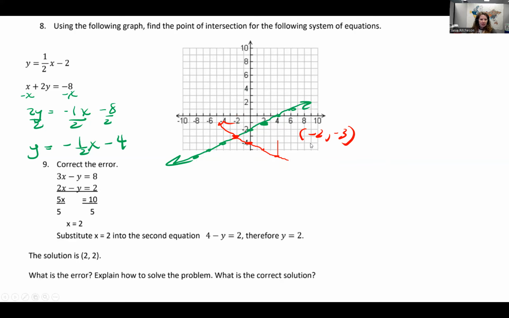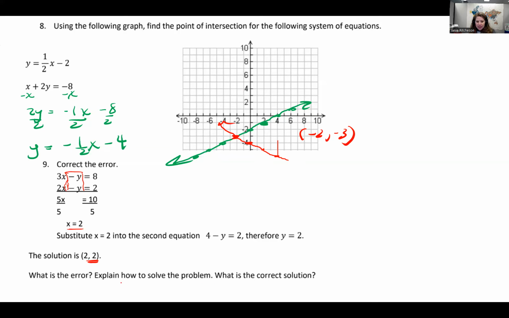Okay. All right, number 9, correct the error. So let's see what they did wrong. It looks like they combined their x's and said 5x. And then it looks like they showed that the y's cancel. But the y's don't cancel. So when they made the y's cancel, they ended up getting x equals 2. And then when they substituted 2 into one of the equations, they ended up getting y. This solution is not correct because the y's actually don't cancel. -y combined with -y is -2y.